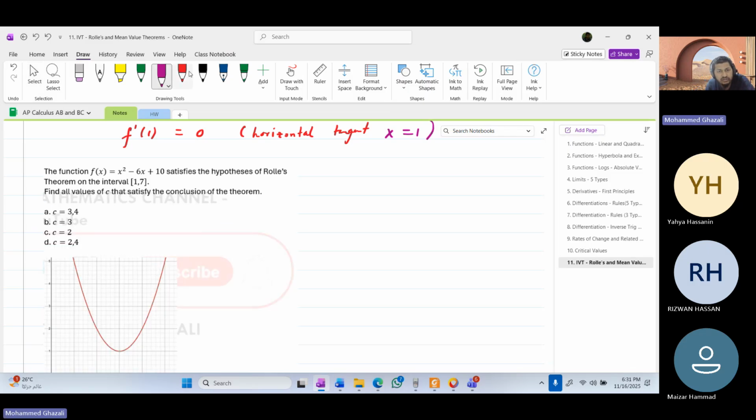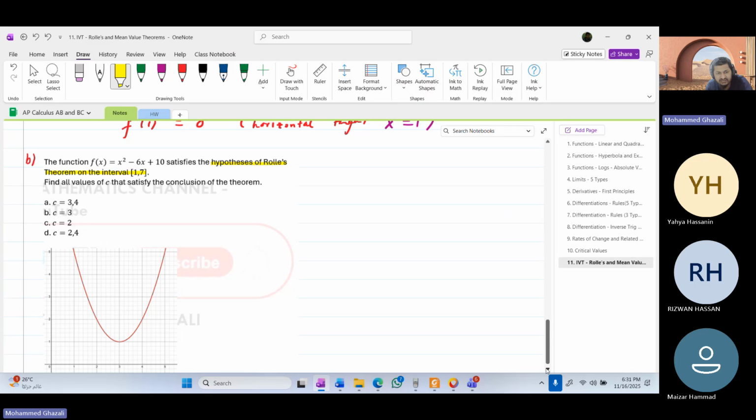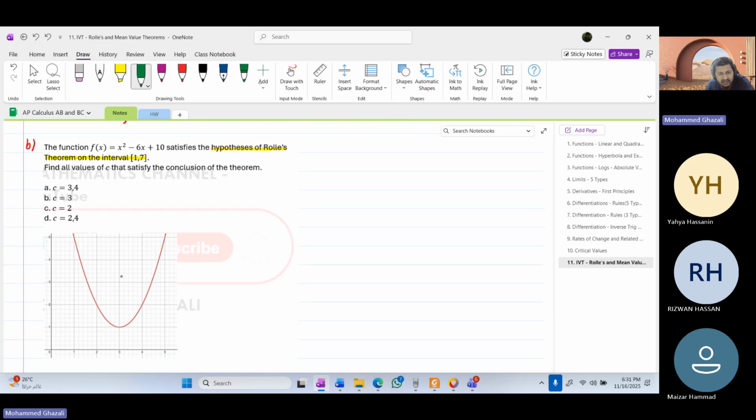I gave multiple choice here. So check. The function f of x is equal to x squared minus 6x plus 10 satisfies the hypothesis of Rolle's theorem on the interval 1 to 7. They even tell you it satisfies from 1 to 7. Let's just find f of 1 and check.